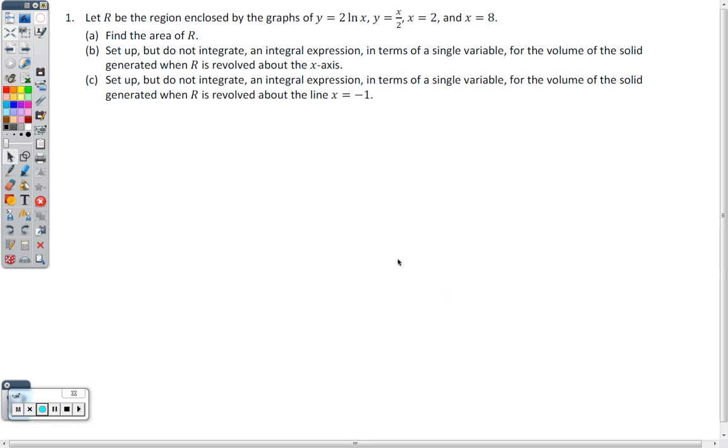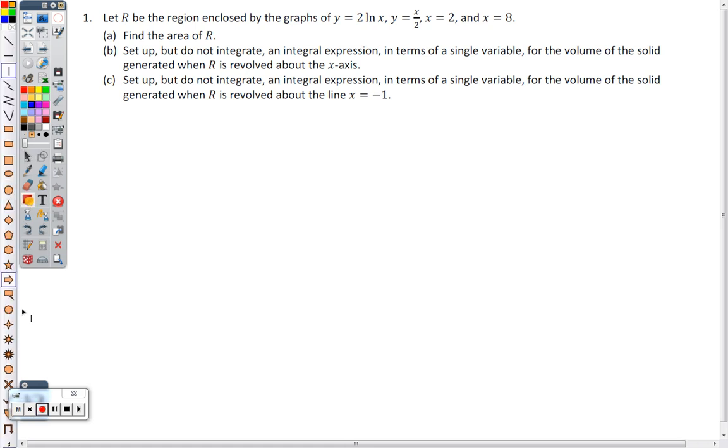Let R be the region enclosed by the graphs of y equals 2 natural log of x, y equals x over 2, x equals 2, and x equals 8. Alright, so let's draw that region.